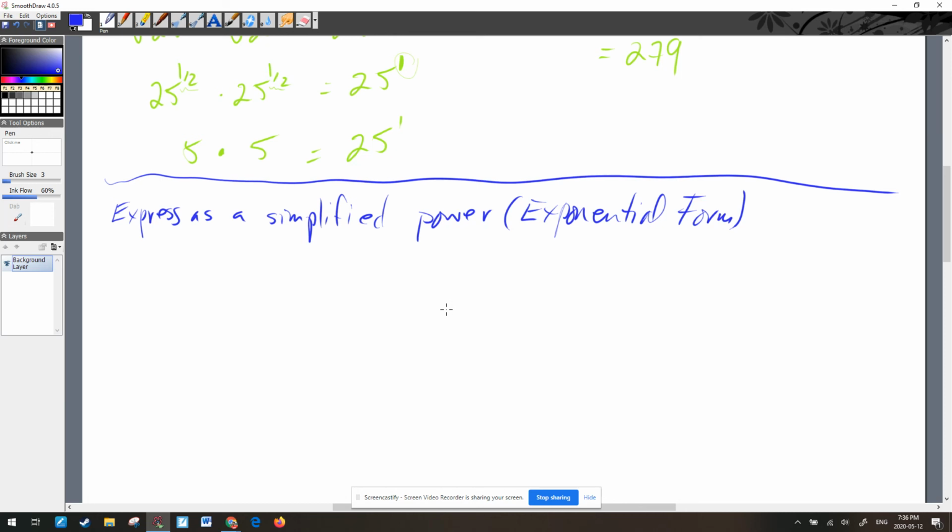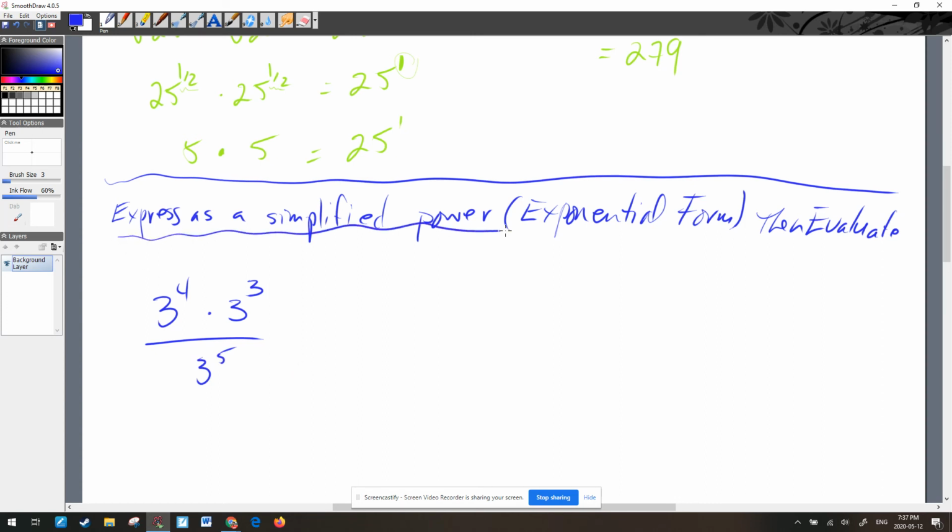And then I might also say then evaluate, right? Which means you would write what the, quote unquote, answer is, okay? So let's look at a couple of simple examples. So imagine we had 3 to the 4th times 3 cubed divided by 3 to the 5th. And I want you to express that as a simplified power to begin with.